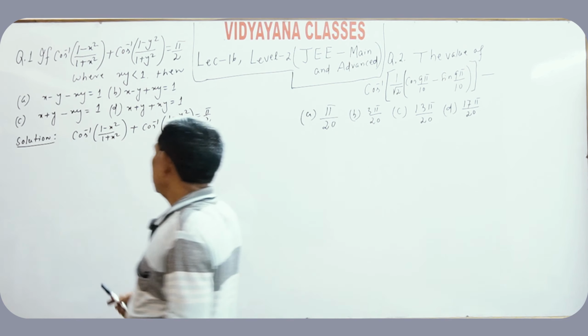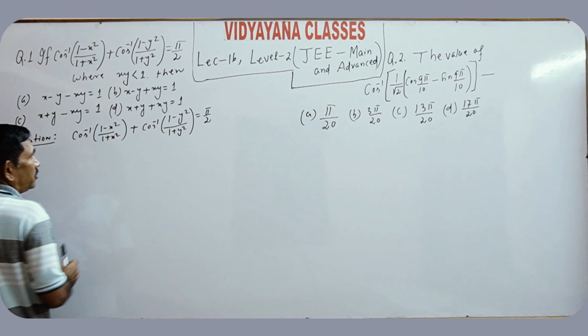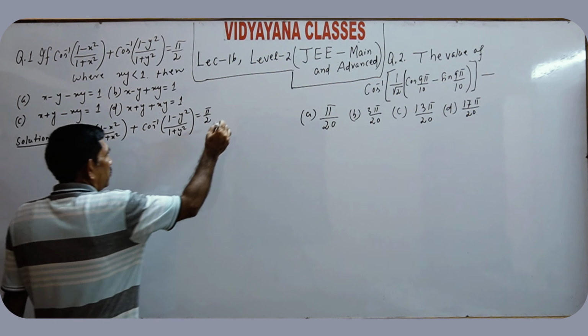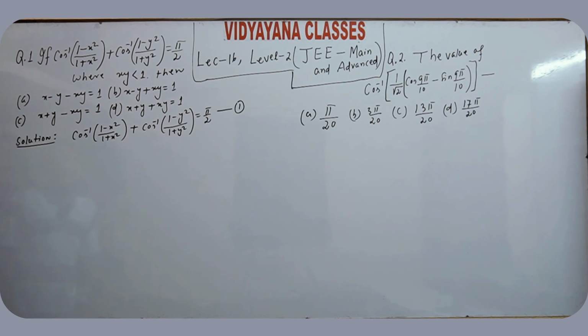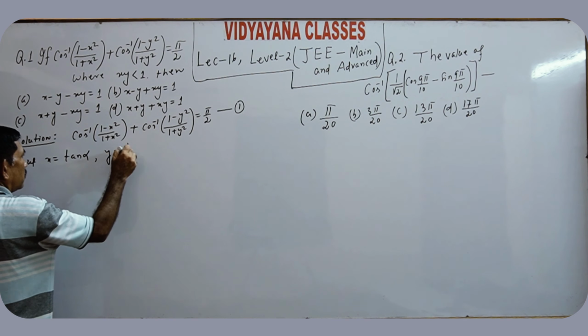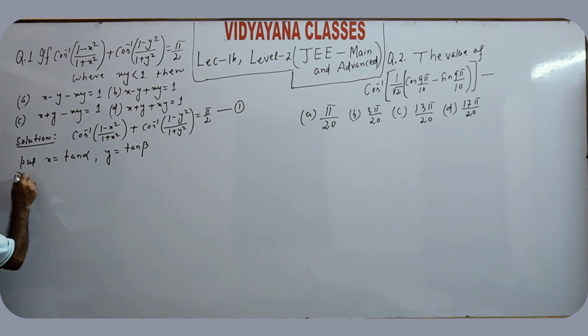Cos inverse (1 minus x square divided by 1 plus x square) plus cos inverse (1 minus y square divided by 1 plus y square) is equal to pi by 2. It is taken as equation 1. Put x is equal to tan alpha, y is equal to tan beta.